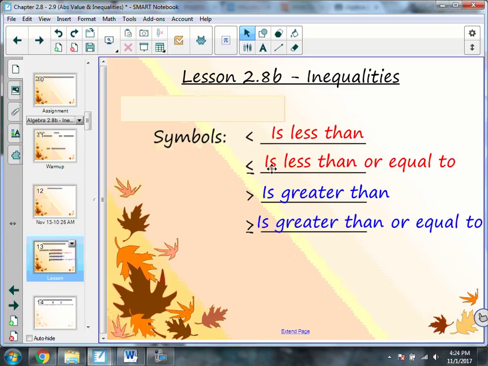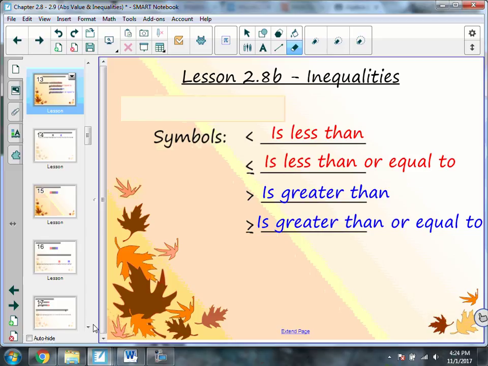The way we differentiate less than or equal to versus just less than is with the line under it. The less than symbol looks a little like a capital L, so some people remember it that way. Greater than goes the other way. So those are our symbols. Today we're going to talk about graphing inequalities and using interval notation, and we learned about interval notation back in our first chapter.